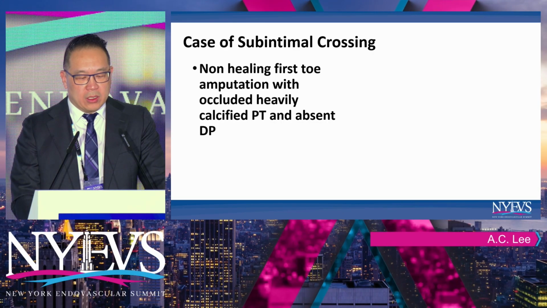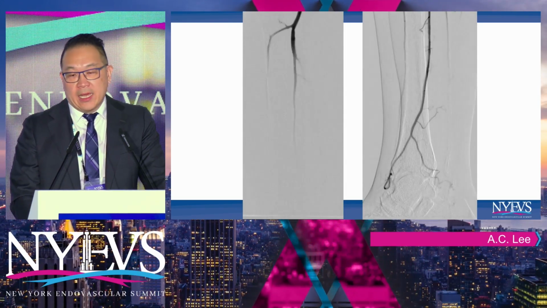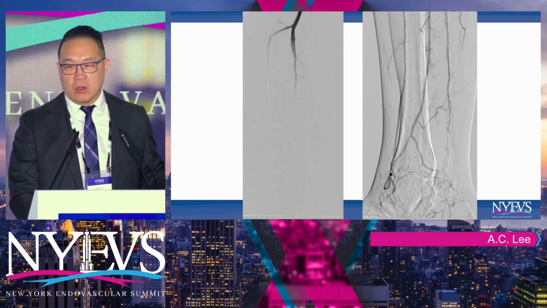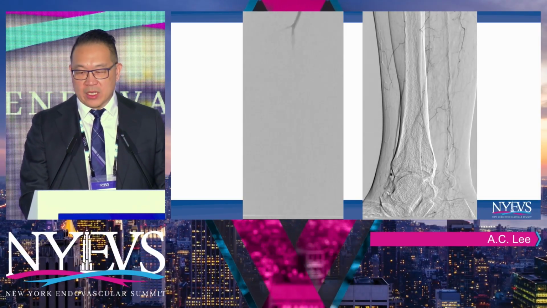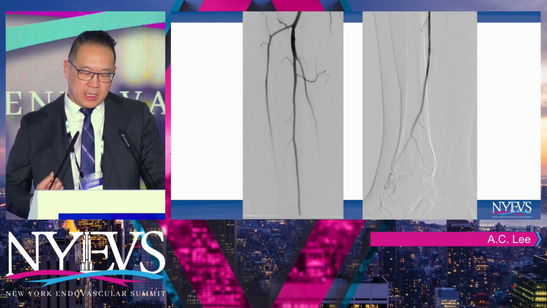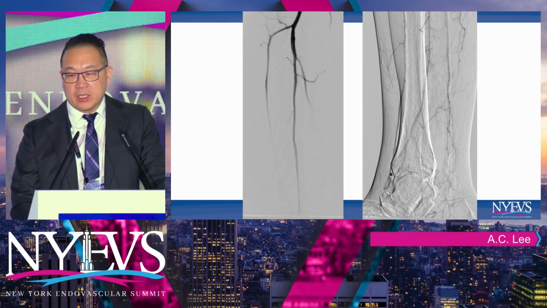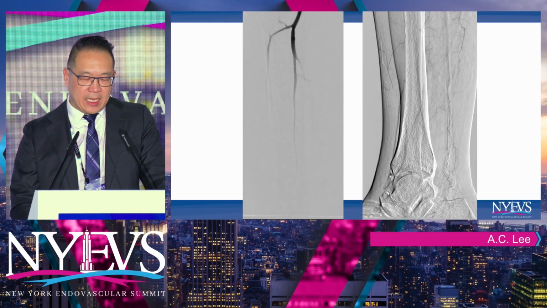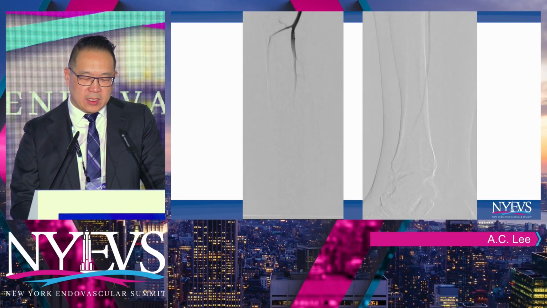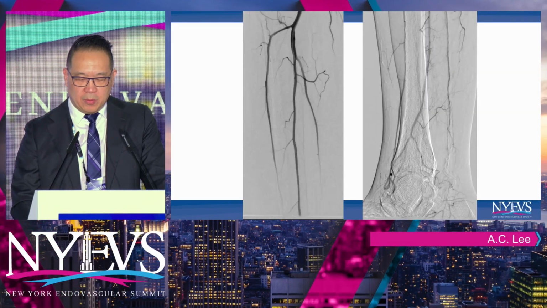Okay, so subintimal crossing. So here's an example. When I get access from retrograde, especially almost all, because there's almost never an easy one, I like to go with the V18. Part of the reason is it's hydrophilic, but also because it has a break point very early. And so if I push, I know that it's probably subintimally dissecting and staying within the artery most of the time. So here's an example of, I think what you'll say is, a very calcified distal posterior tibial artery.